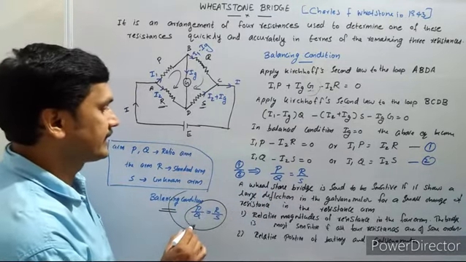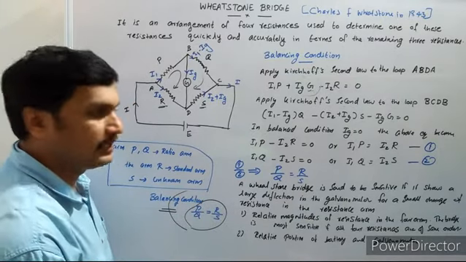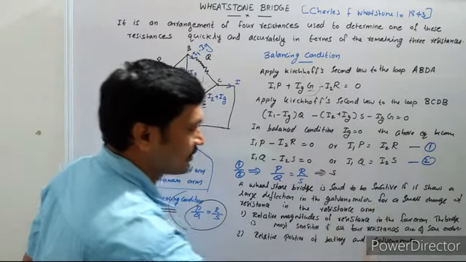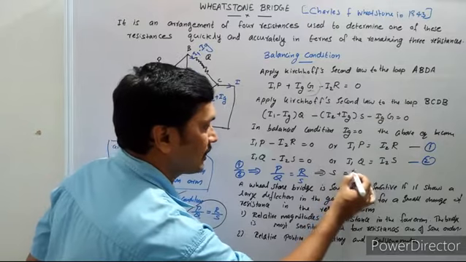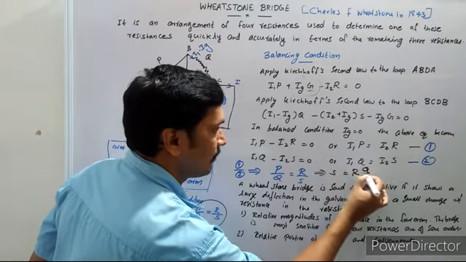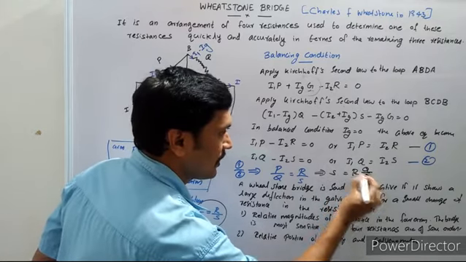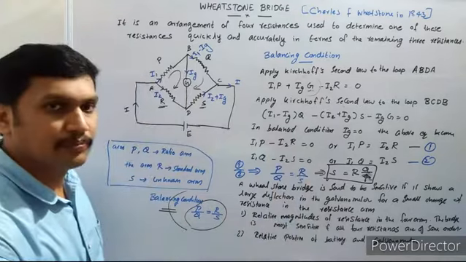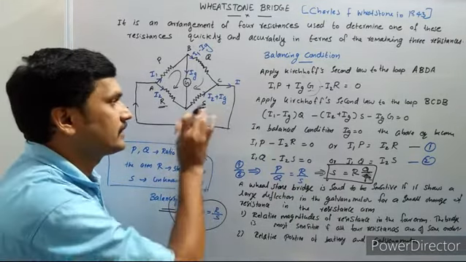We have shown that the balancing condition of this Wheatstone bridge is P by Q is equal to R by S. Now, if you want, you can find the unknown resistance. S is equal to R into Q by P. That's the unknown resistance. So, we can easily determine the unknown resistance by using this method.